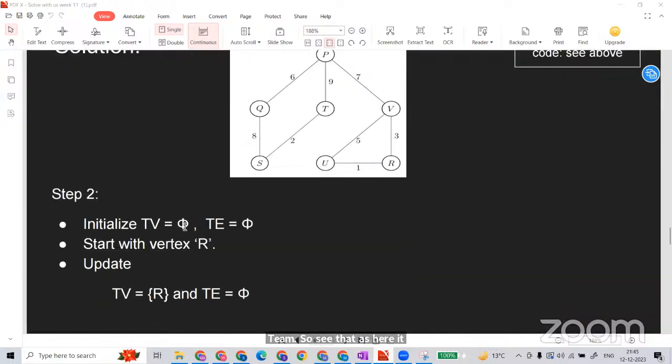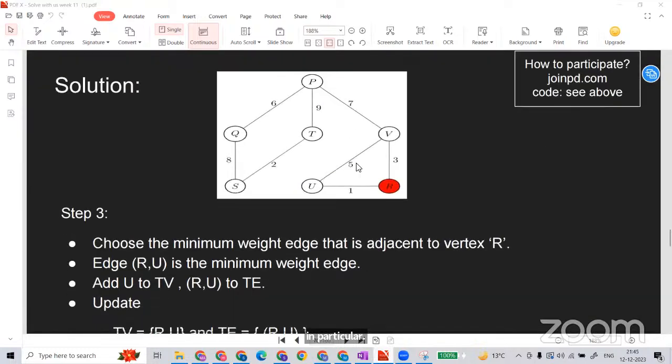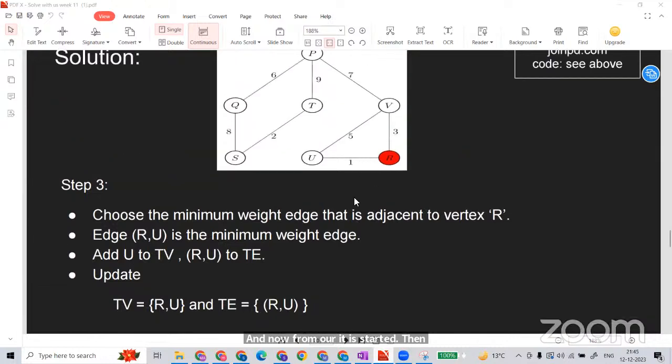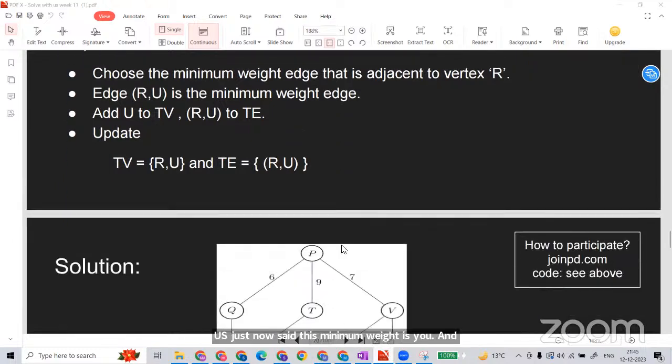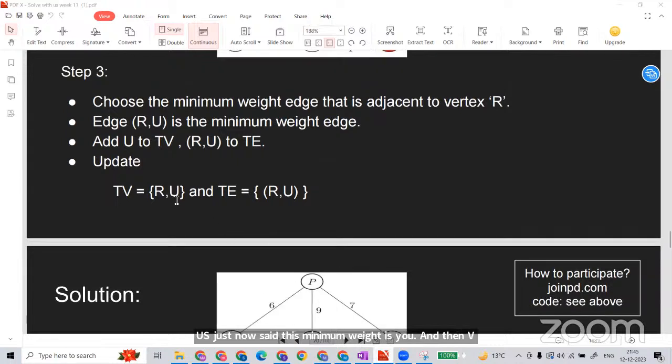So see that as here it is. Initialize TV with empty and T is empty. Start vertex R and update TV to R. TV is the collection of vertices and T is the set of edges, which is empty. And now from R it is started. Then from R the next is going to be U, as just now said, this is the minimum weight, and then V, and T is going to be the RU edge.